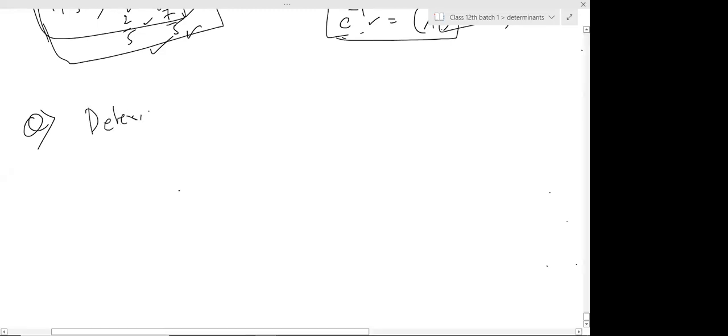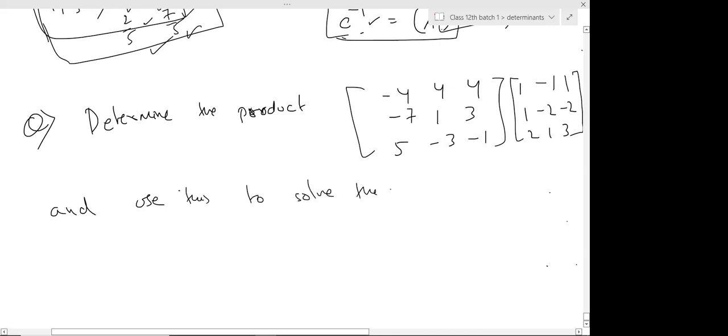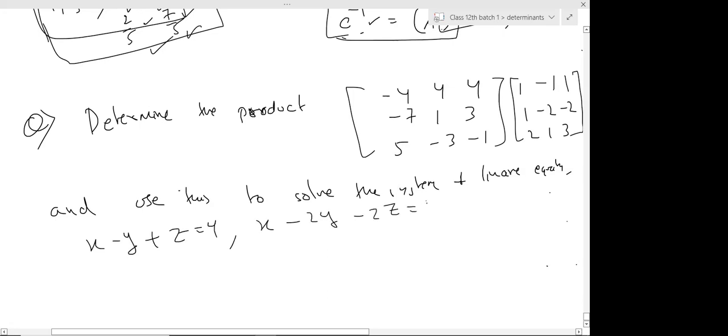Determine the product of the matrix minus 4, 4, 4, minus 7, 1, 3, 5, minus 3, minus 1, with the matrix 1, minus 1, 1, 1, minus 2, minus 2, 2, 1, 3, and use this to solve the system of linear equations: x minus y plus z equals 4, x minus 2y minus 2z equals 9, 2x plus y plus 3z equals 1.